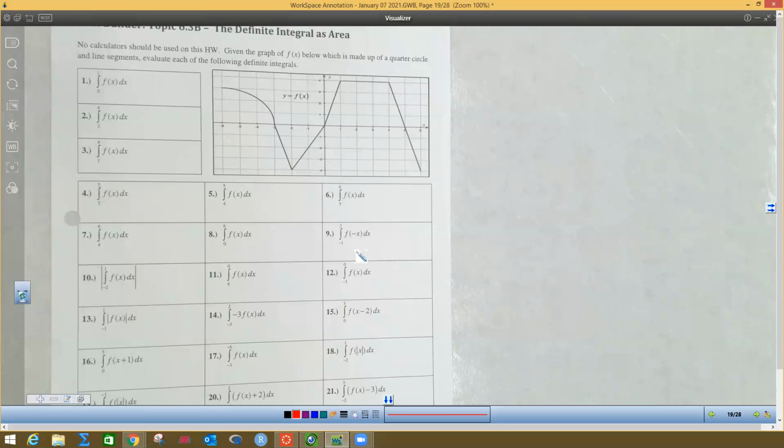Number 9. So we want to know what happens from -3 to 2 for f of -x. So this reflects across the x-axis. In other words, if I plug -3 in here, I get -3 and plug in there, that's going to give me a +3 out. So when I plug in -3, that gives me +3 out, which is this thing.